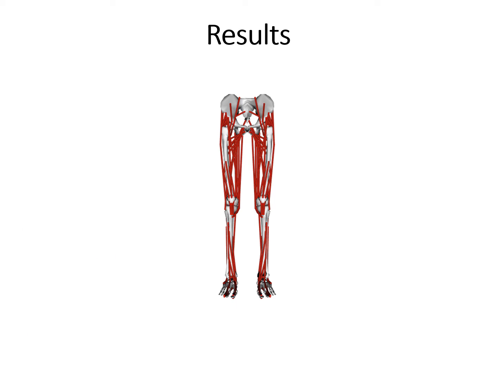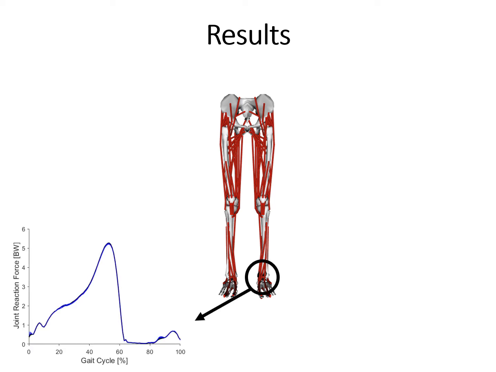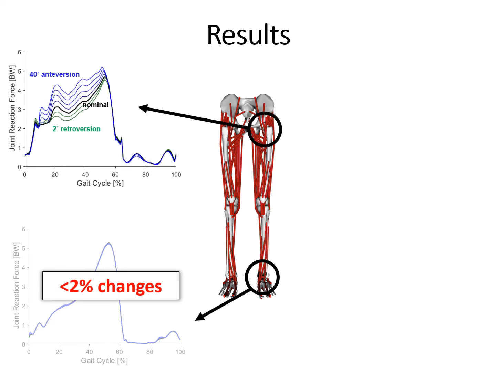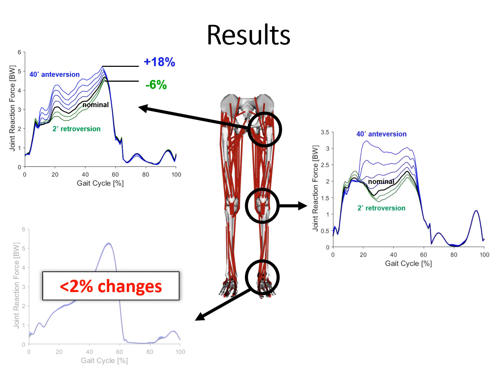At the ankle joint, the force variations were less than 2%, suggesting that the femoral geometry did not influence them. At the hip joint, the effect of the bone deformation was evident, with joint reaction force peaks being 6% smaller in maximum retroversion and 18% larger in maximum anteversion. A similar trend was observed for the knee joint, but in this case, the joint loading increase was larger, reaching 43% at 40 degrees anteversion.